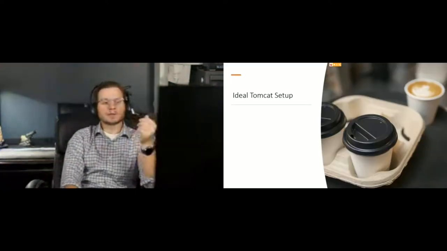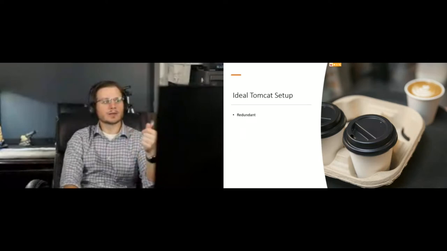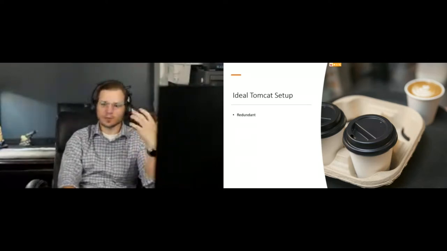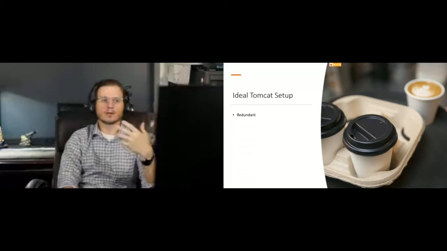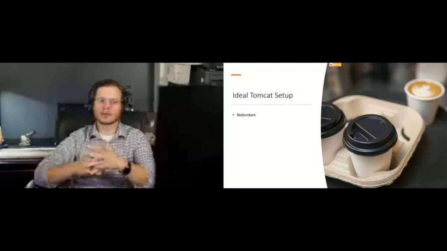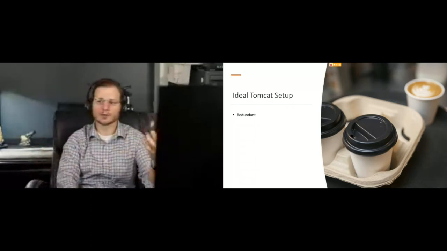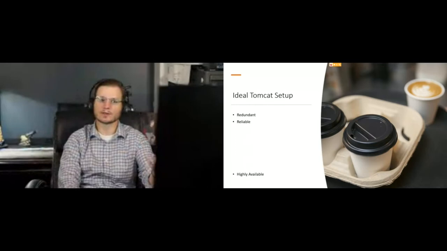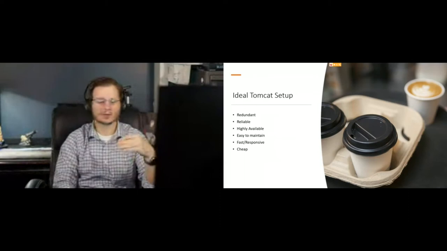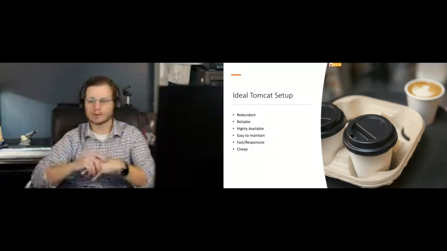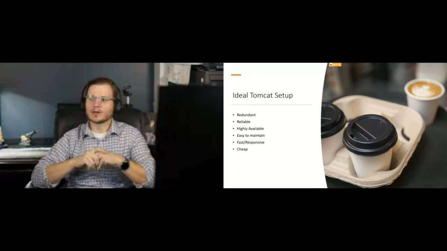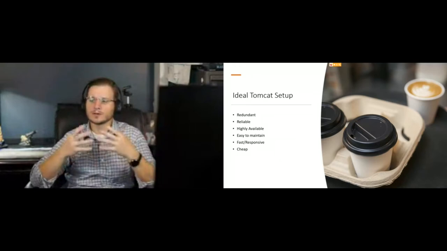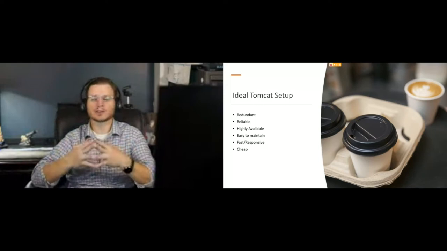So back to the Tomcat configuration, our ideal Tomcat configuration is going to have a few parameters that I came up with, obviously, but in reality, everybody knows this. You want your production configuration to be redundant, reliable, highly available, easy to maintain, responsive, cheap, and secure. It's supposed to be the last item on here, but it's not on here. Security, it was in bold. I don't know what happened to it. But those are the core ideals behind a production Tomcat setup.